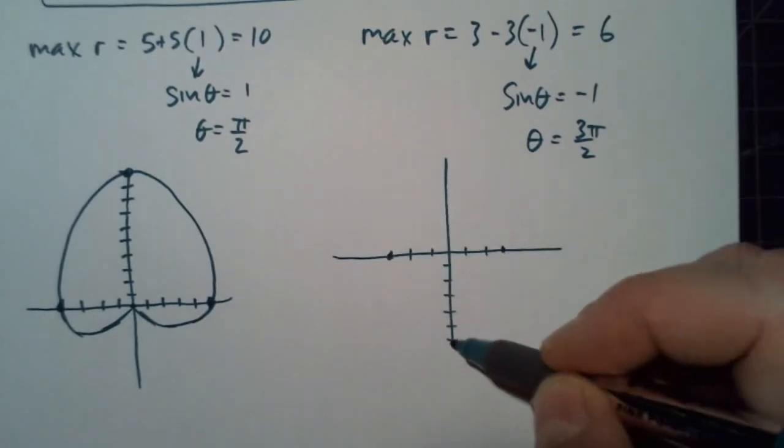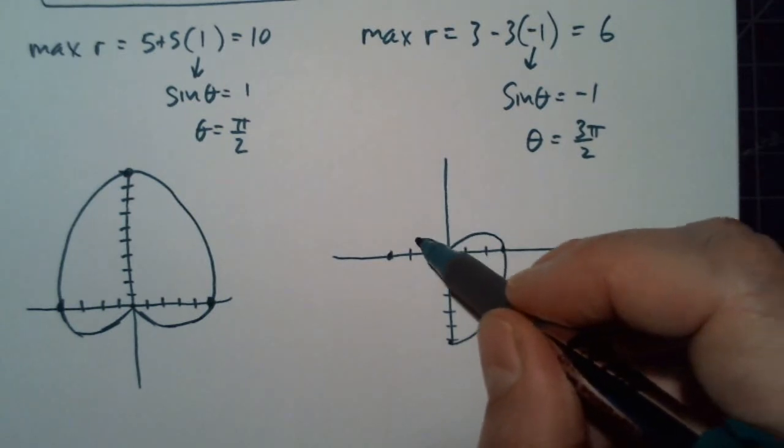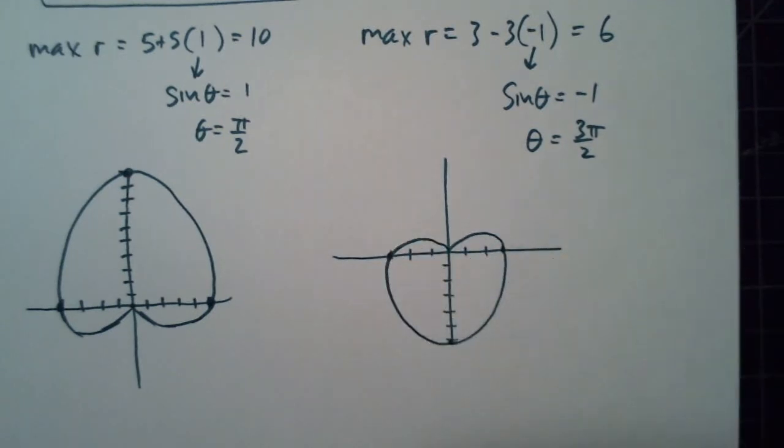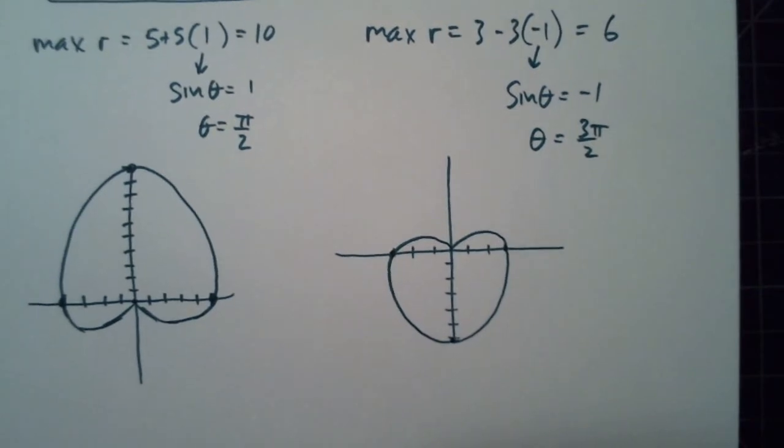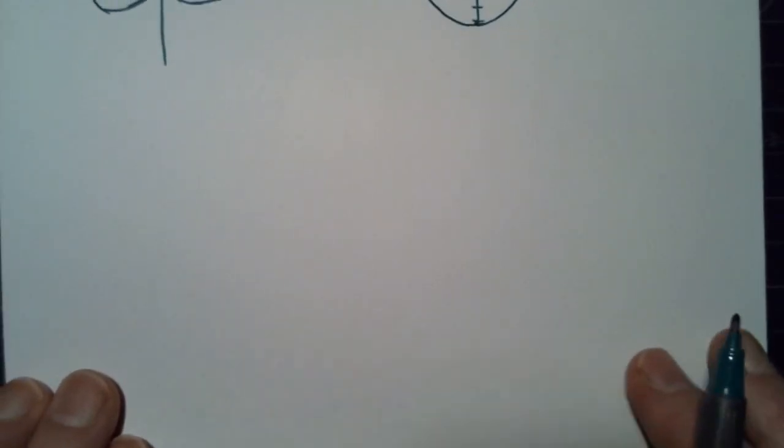We have points here, and we get a graph like that. And the rest are pretty simple graphs, not much variation.